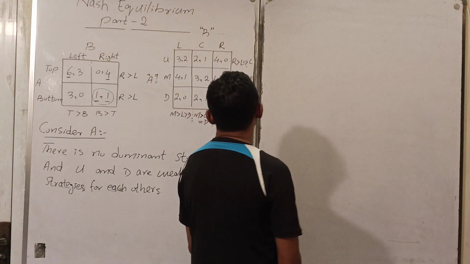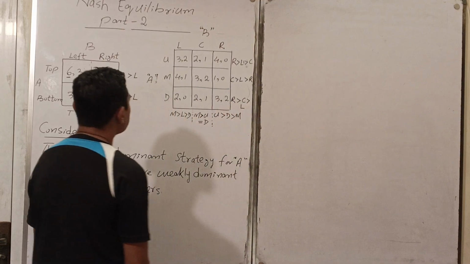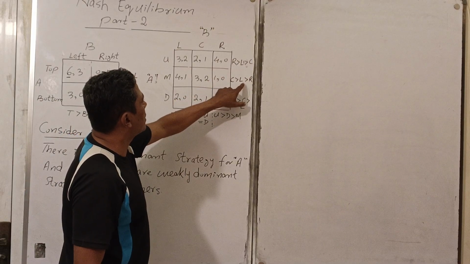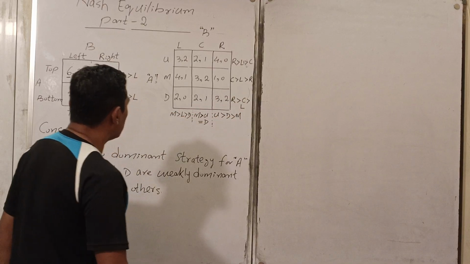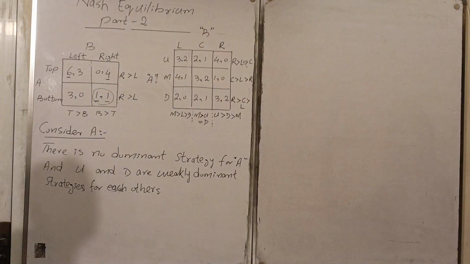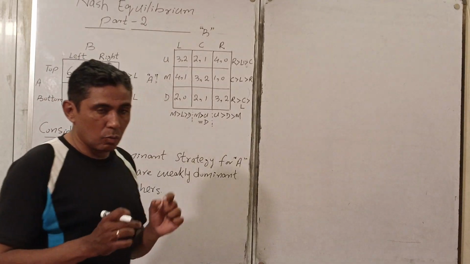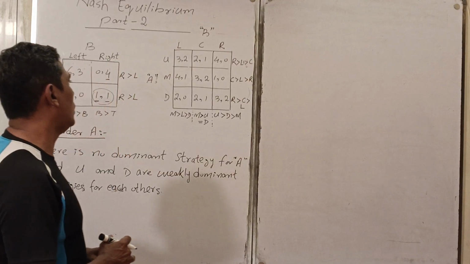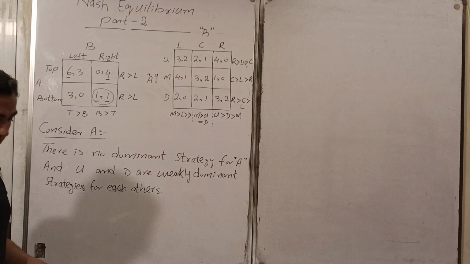Now here R is better than C and C is better than R and R is better than C and so on. Yeah. So it means that there is no dominant strategy for player B as well.